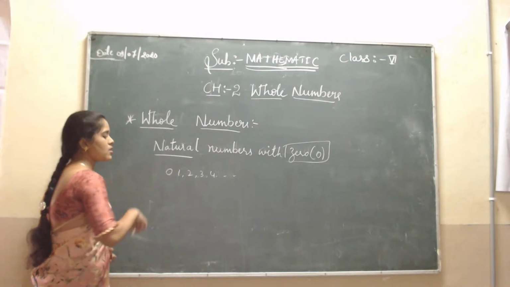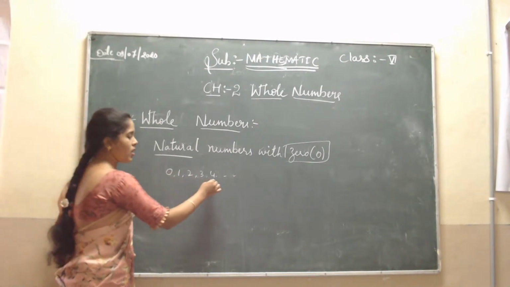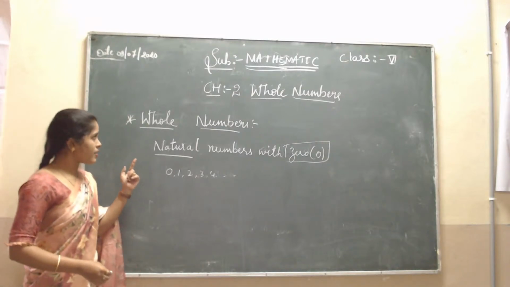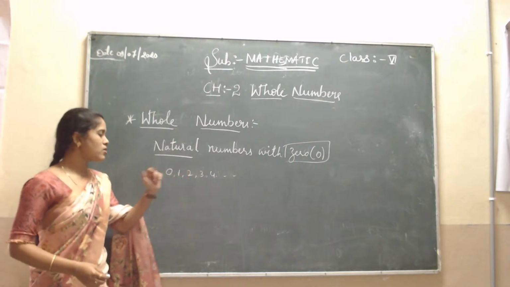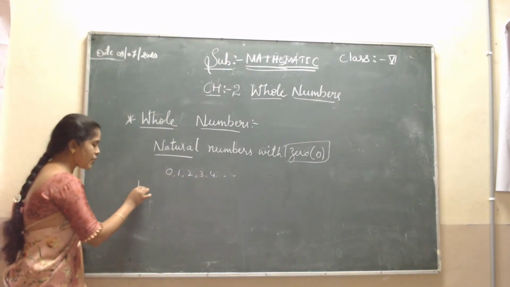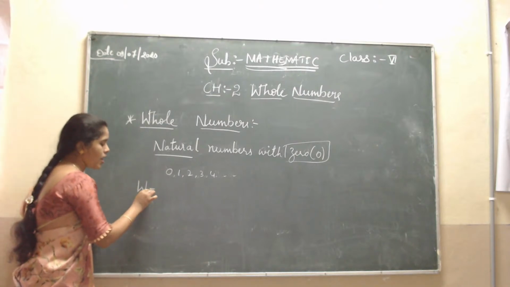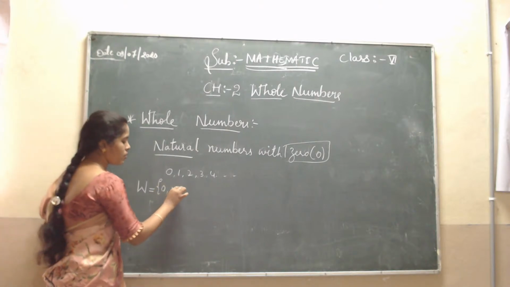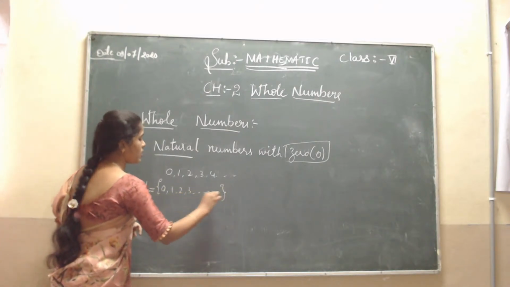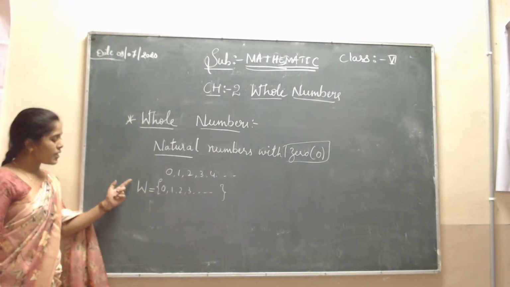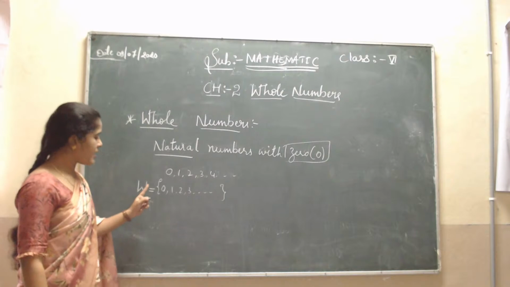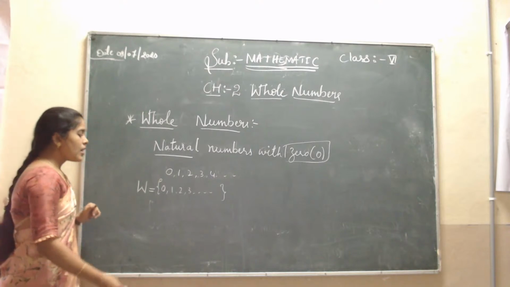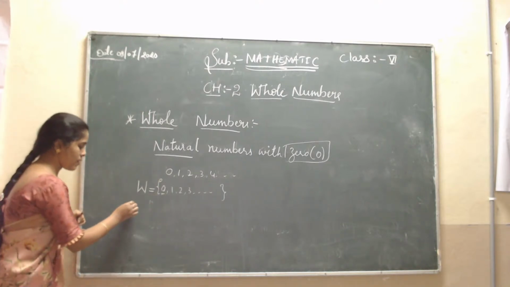So here this is 0. 0, 1, 2, 3, and so on. These are whole numbers. So the whole numbers start from 0, 1, 2, and so on. Here the whole number is denoted by capital W, and the set of whole numbers is 0, 1, 2, 3, and so on up to infinity. Which is the smallest whole number?